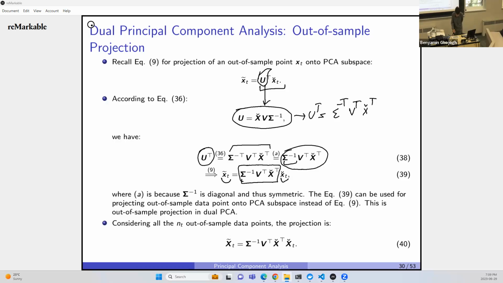And we can also write it in matrix form. So this was in vector form for one point. If we have multiple out of sample points, then it becomes a matrix, and this also becomes a matrix. So this is the projection of out of sample data in dual PCA, right? While this was the projection of out of sample data in direct PCA, right?